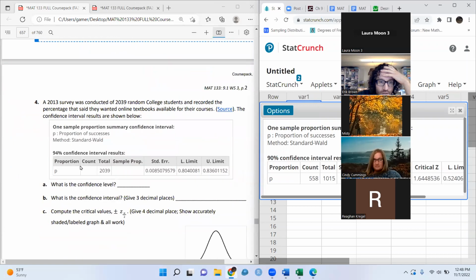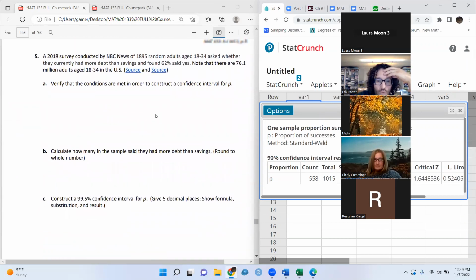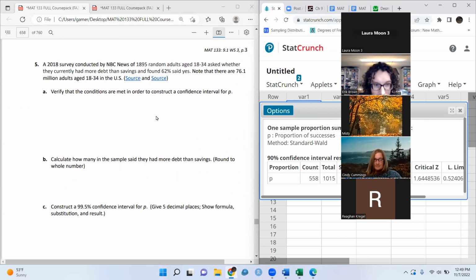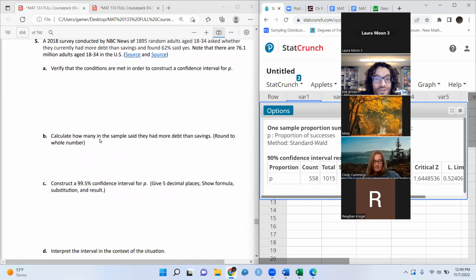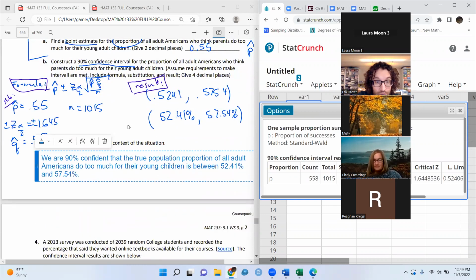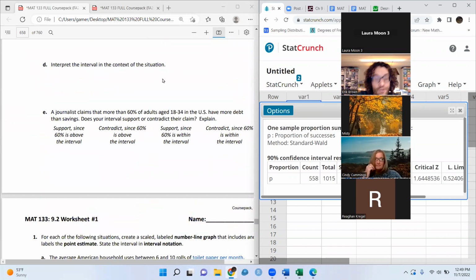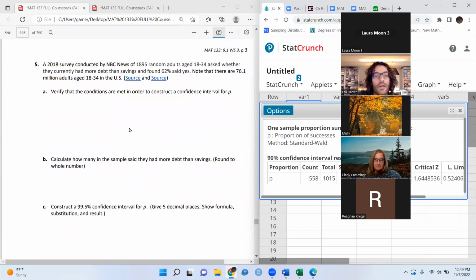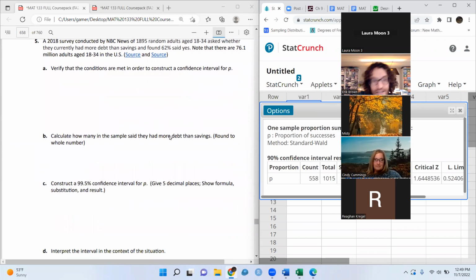Okay, I'm going to skip this question because this is a can-you-read-the-output-and-put-the-stuff-together question. And I'm going to go to this question, which does everything from start to finish. It goes back to chapter 8 and says, can you verify the conditions? And then it gives you this little question, which is tricky. And then you are to construct the interval with the formula substitution result, like what we just did here. And then you interpret it like what we just wrote, and then you check a claim. So let's do 5 minutes and see how far you get.